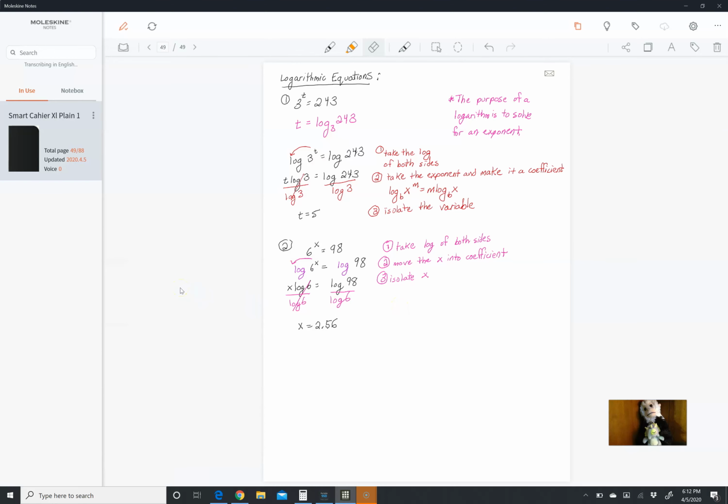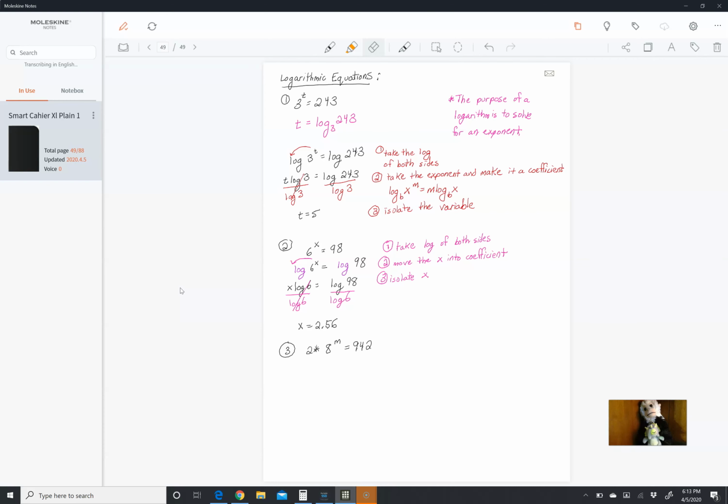Let's try another one just like this, and then we'll do something a little bit different. Okay, this one I'm going to add in one small change. We're going to do 2 times 8 to the m. Notice I'm using whatever variable I want for an exponent. It doesn't matter. So 2 times 8 to the m is equal to 942.